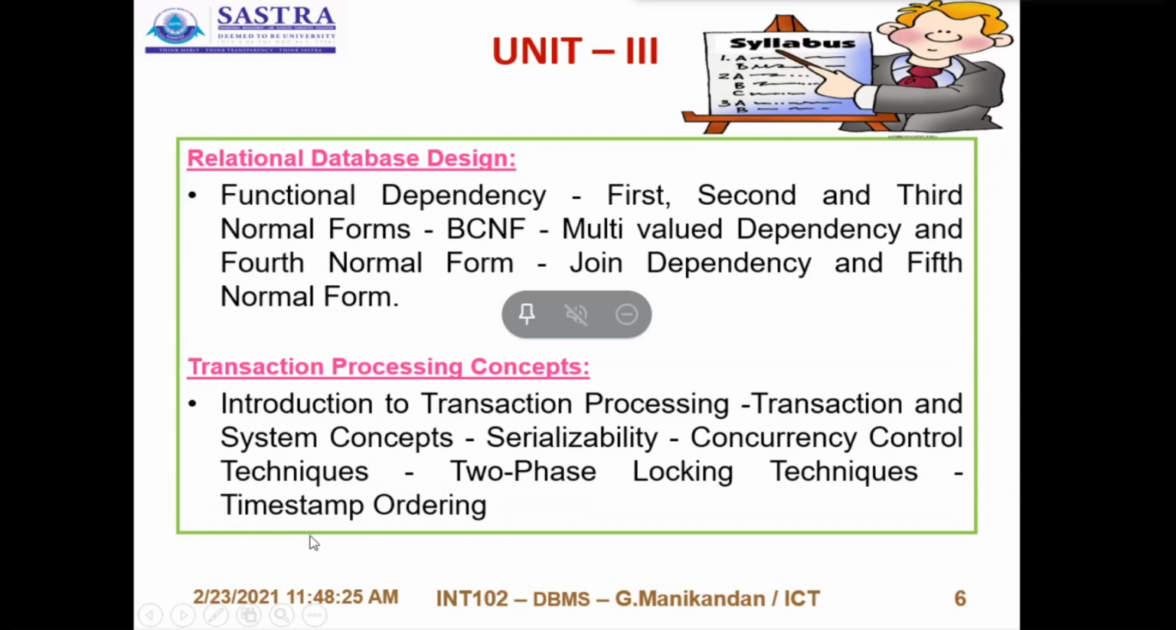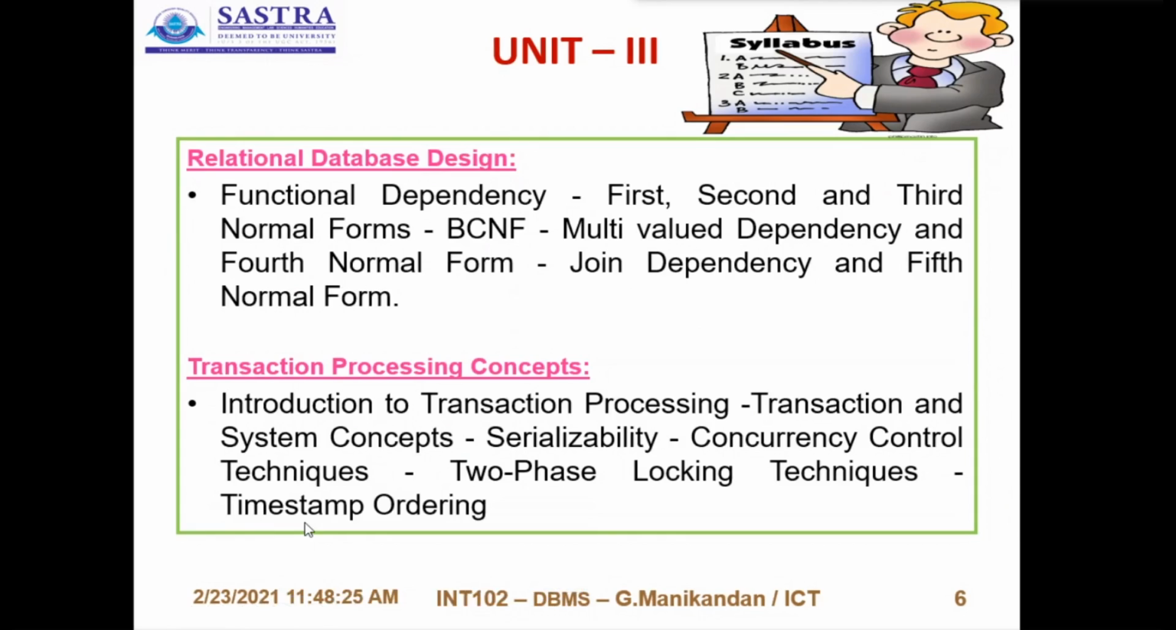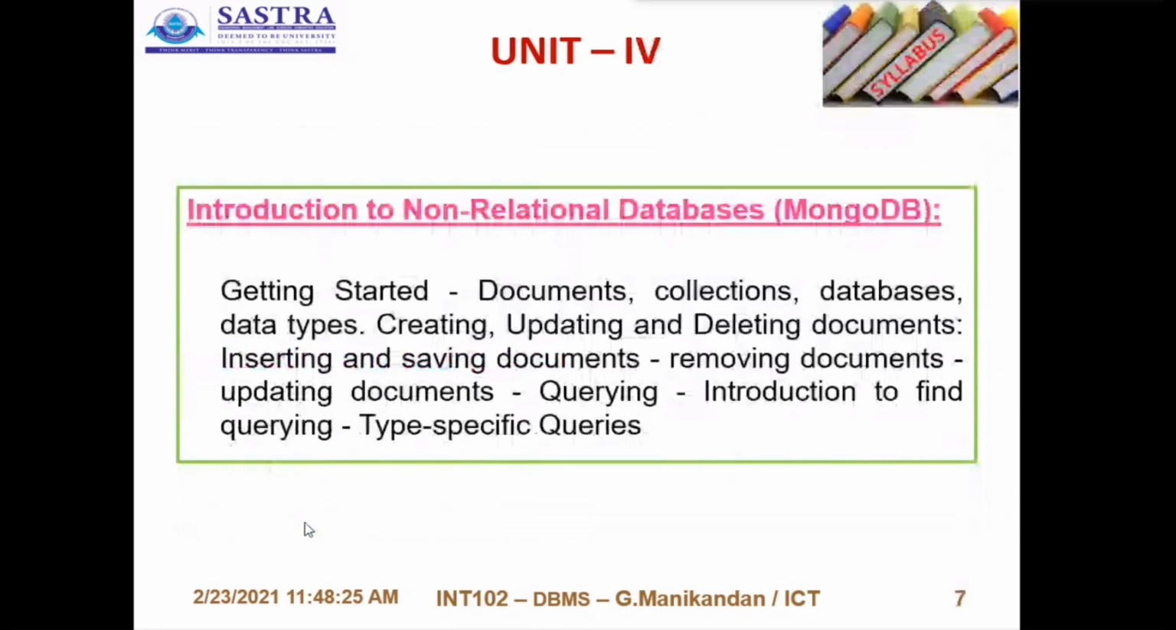Another option for achieving concurrency is based on the timestamp ordering mechanism. This is another technique for implementing concurrency control. So the first 3 units are related to your relational database. The entire 4th unit is related to your non-relational database, and in non-relational database, our main focus is MongoDB.